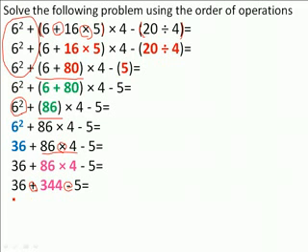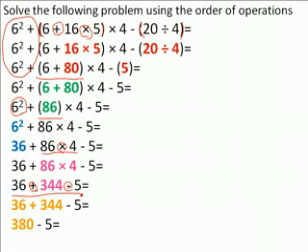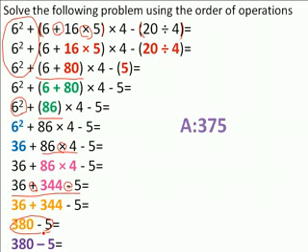I see two addition and subtraction signs here. So remember, we have to go from left to right. Let's go on with 36 plus 344. 36 plus 344 equals 380. And now this leads us to our final step, 380 minus 5, which equals 375.